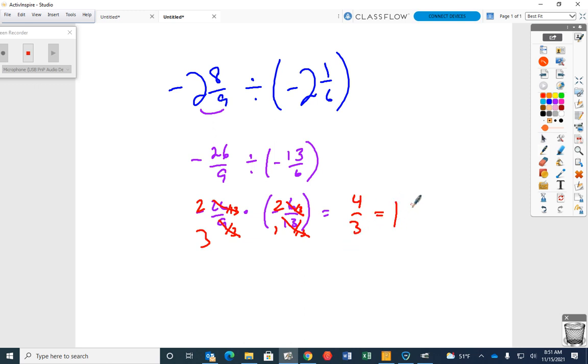How many 3's go into 4? 1 and 1/3. Now, you could have multiplied 26 times 6 and 9 times 13, and you would have eventually gotten to the same answer, but it would have been a whole lot more work. Do you understand the value of cross-canceling? Yeah. It makes things easier, okay? It's a no-brainer to cross cancel. I didn't see the 26 and 13, I saw the other one. But you still got to the same answer, just more work.